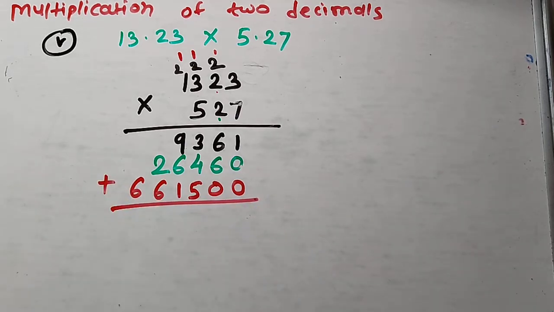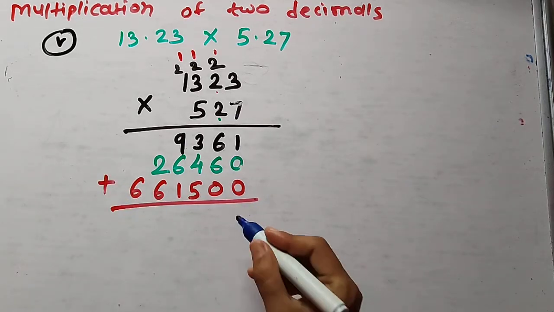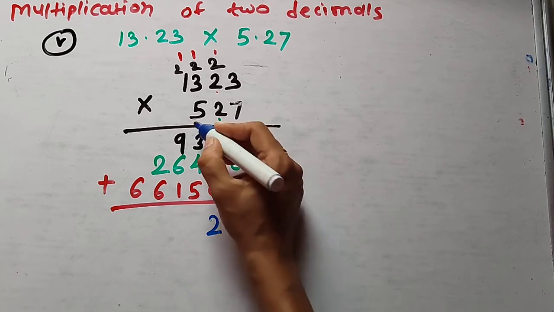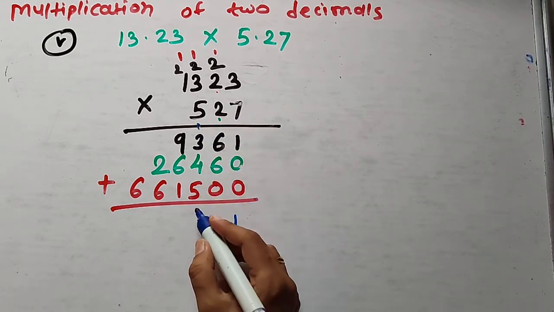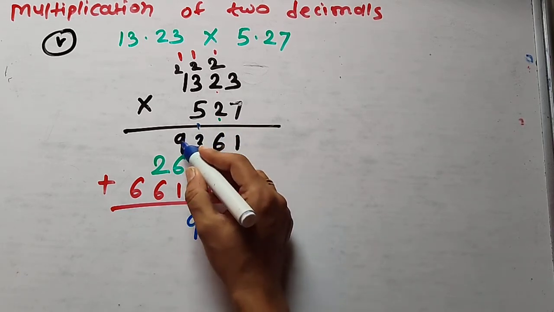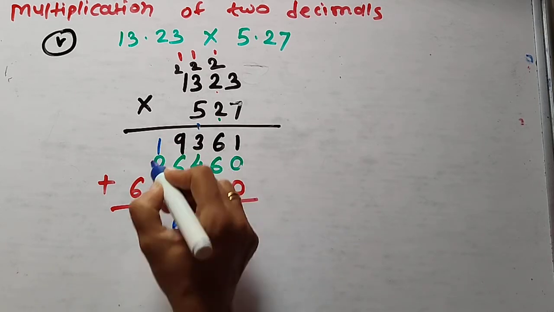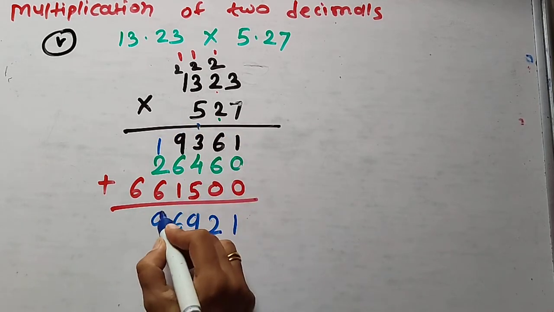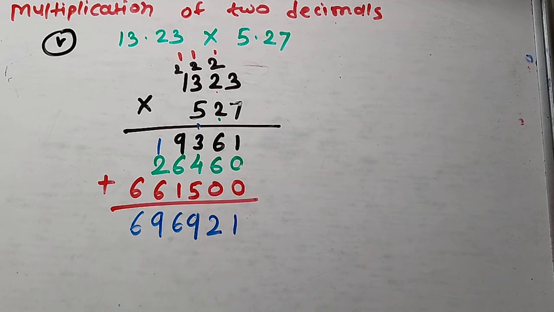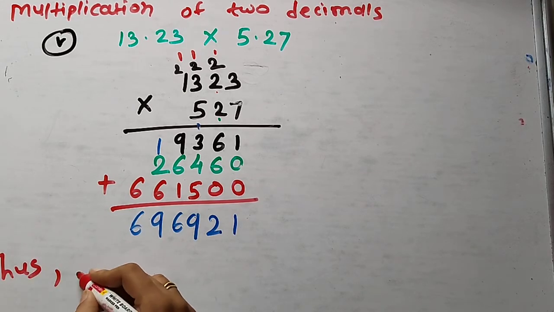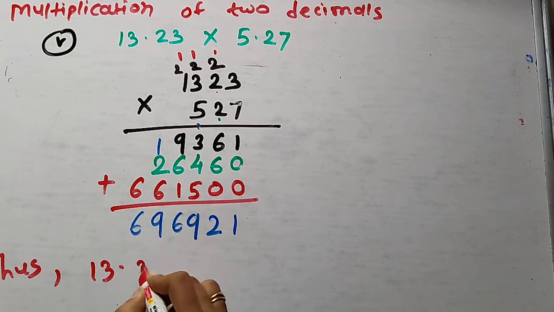Now add all the numbers. 1, 6 plus 6, 12, 1 carry. 4 plus 4, 8, 8 plus 5, 13, 1 carry. 9 plus 1, 10, 10 plus 1, 11, 1 carry. 6 plus 3, 9 and 6. So here we get the number 696921.